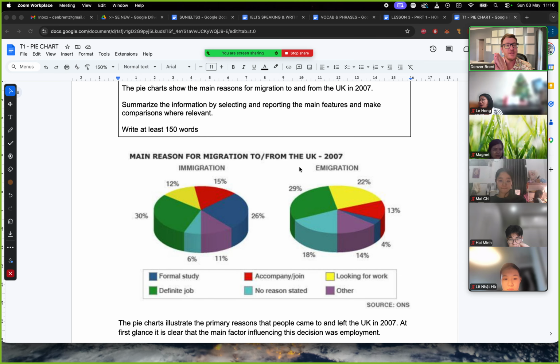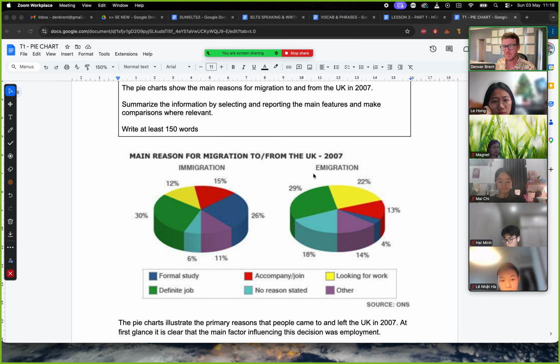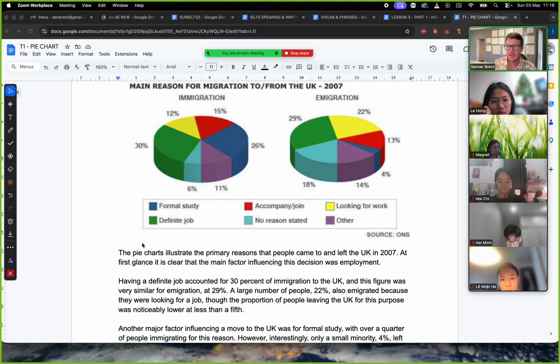But just know with these kinds of graphs, there's always something you can group. There's always the largest factor, the most significant, that you need to speak about. There's always things that are different. One will be a lot bigger, like a lot more people arriving for education purposes than leaving. Okay, so let's just have a look quick.